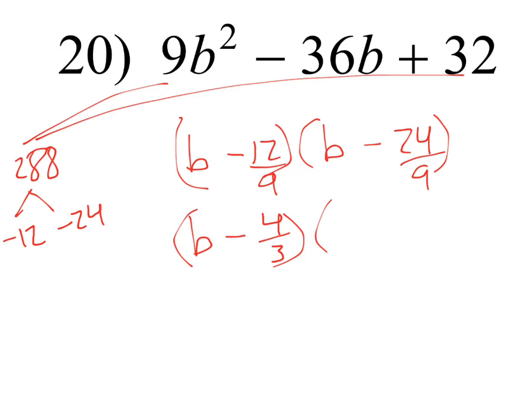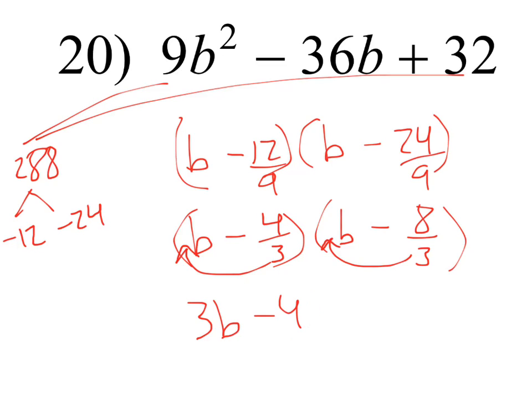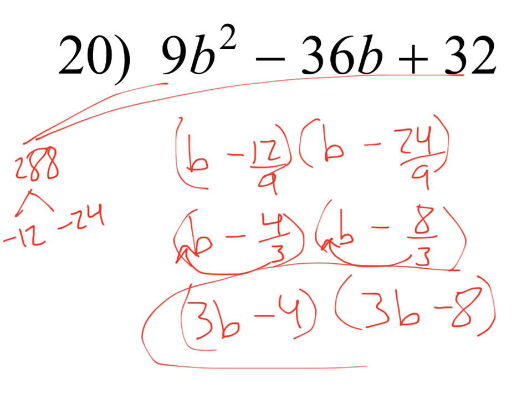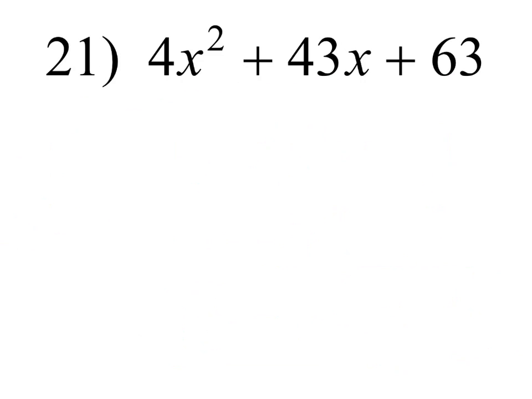And then b minus, what's that reduced? Divide them both by 3. You'll get 8/3 on this one. And then you can take the 3 on both of these and pull it out in front of the b. You'll get 3b minus 4, and then 3b minus 8. And now you're all factored out.